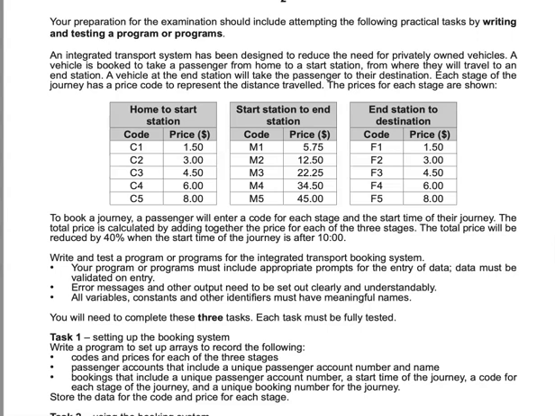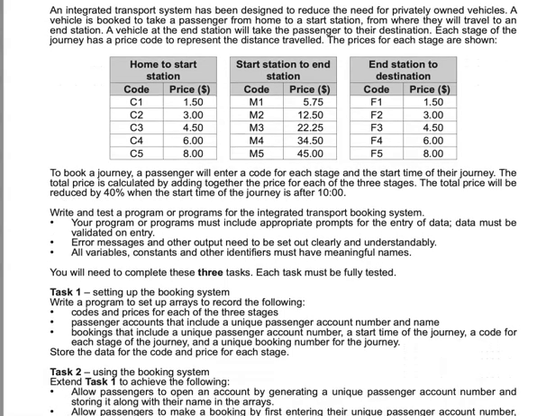So to book a journey, a passenger will enter a code for each stage and the start time of their journey. The total price is calculated by adding together the price for each of the 3 stages. The total price will be reduced by 40% when the start time of the journey is after 10 o'clock in the morning. Write and test a program or programs for the integrated transport booking system.